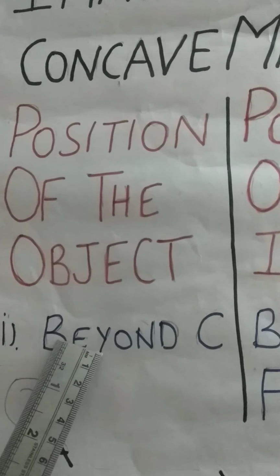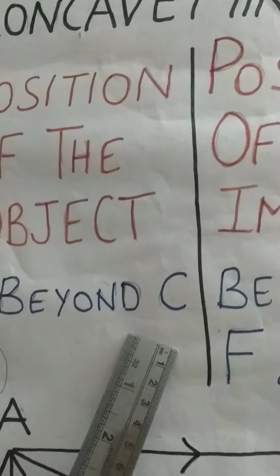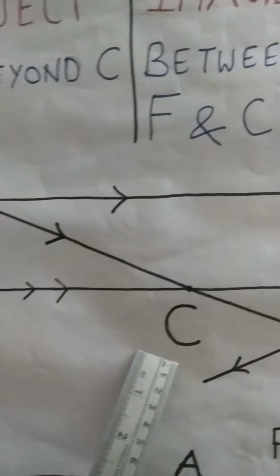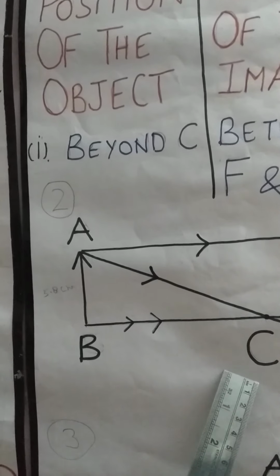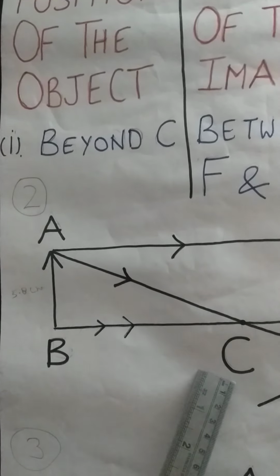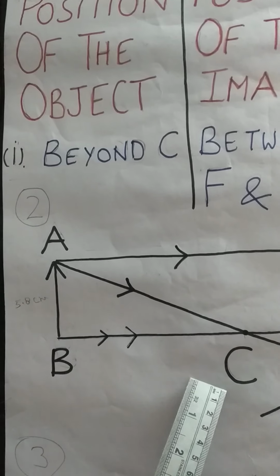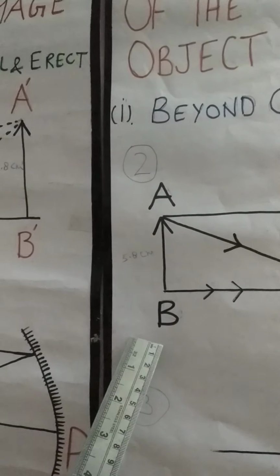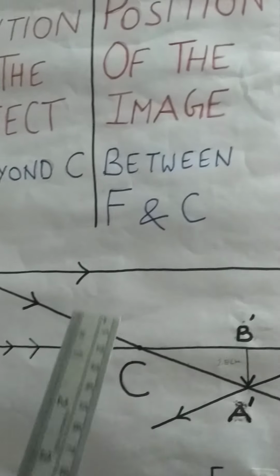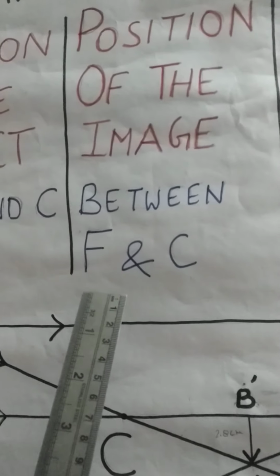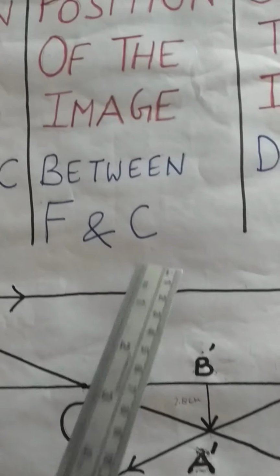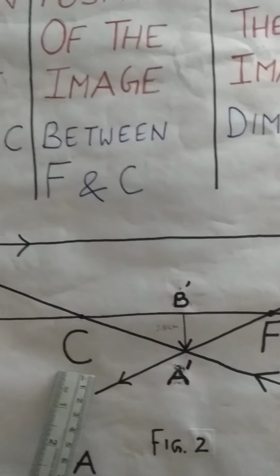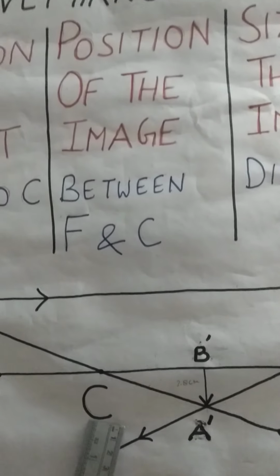Now, position of the object beyond C. Beyond C means the object is located between center of curvature and infinity. Position of the image: between focus and center of curvature.